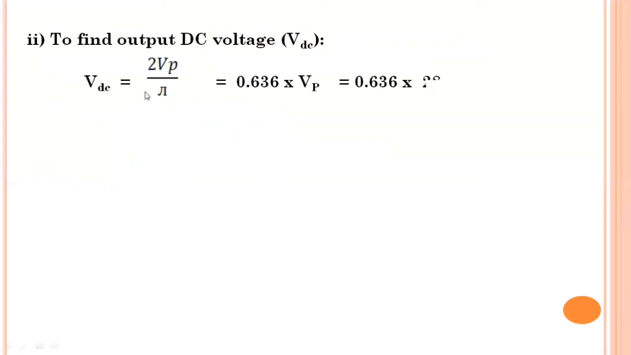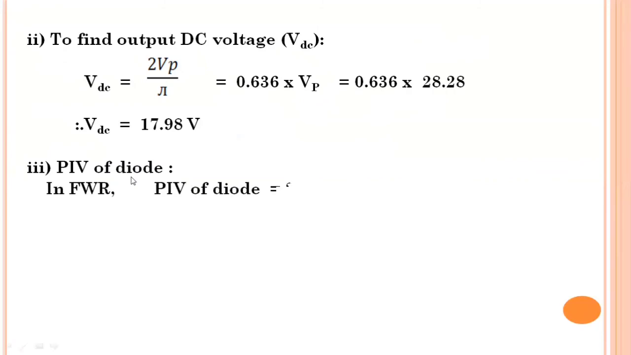Now see here, second point, to find out DC output voltage, formula remains the same, twice V peak upon pi. That means 0.636 times peak voltage. Put the value of V peak as 28.28. If we solve it, we'll get DC resultant output voltage of 17.98 volt.